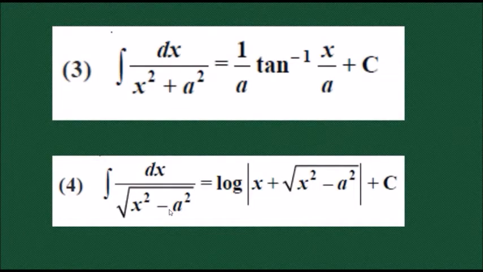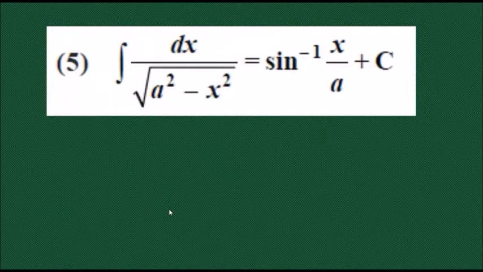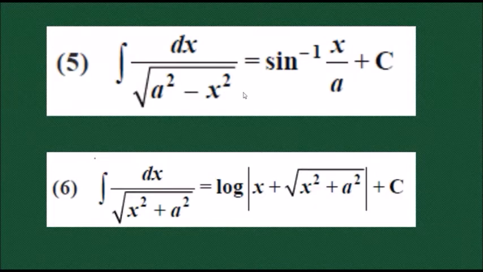Fourth one, integration of 1 by under root of x square minus a square is log of x plus under root of x square minus a square plus c. Fifth one, integration of 1 by under root of a square minus x square is equal to sine inverse x by a. Sixth one, integration of 1 by under root of x square plus a square dx is log of x plus under root of x square plus a square.